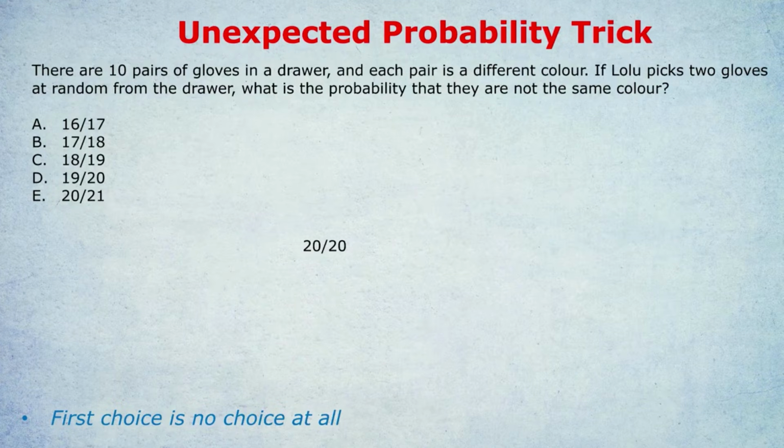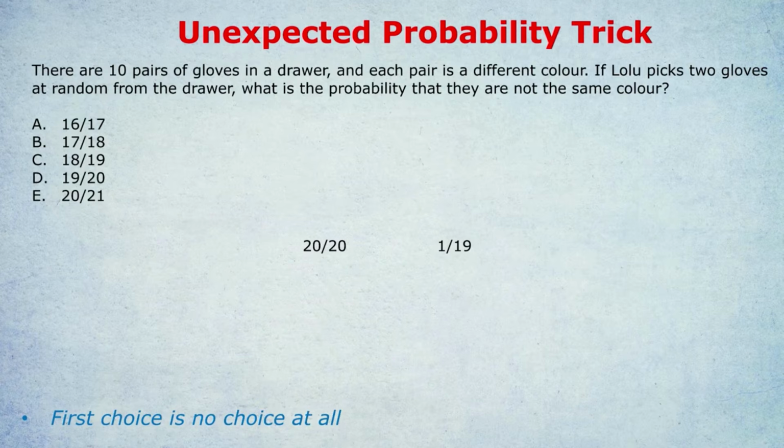But once she has chosen that first glove, now we have to think about, for her second choice, what's the probability that she picks a glove of the same colour as the one she's already chosen? So now it's not 20 out of 20. There are only 19 gloves left in the drawer, and she has to pick the exact same colour as the one she already picked. So what's the probability? It would be 1 out of 19. The 19 because we've already taken 1 glove out, so there's only 19 gloves in total left.